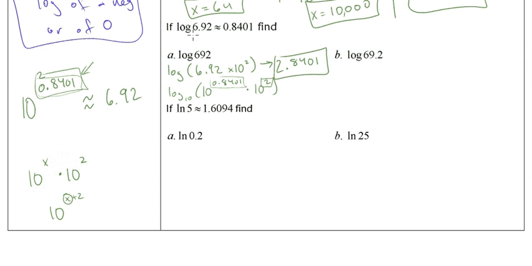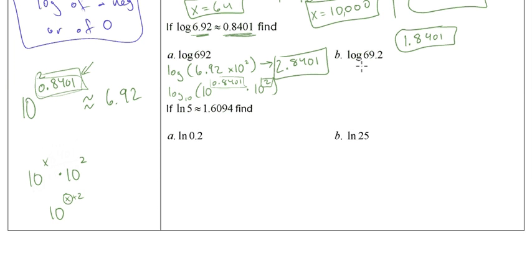And so same thing over here. Hopefully you notice that this went from 6.92 to 69.2. And how much bigger is that? That's 10 times bigger. So how many more 10s are we going to have in right here? We're going to have one more 10. And so just think of it that way. Hopefully you can already get to the answer of 1.8401. That's going to be our answer.